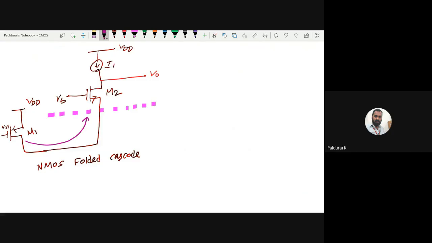Folded cascode means you just want to change the input transistor. Just we are going to fold the input transistor. When folding, NMOS becomes PMOS, PMOS becomes NMOS.